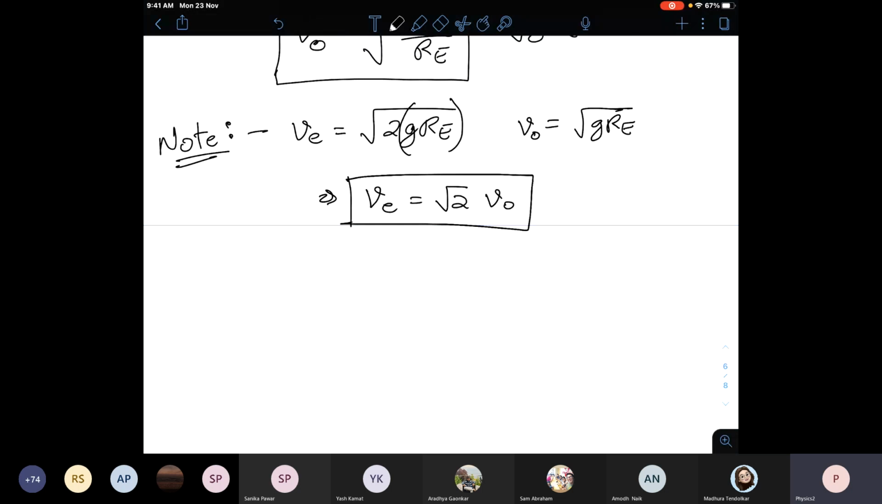Yes, that is also true. Okay, that is also the same thing. Okay, just a different representation. Okay, that is the same thing.